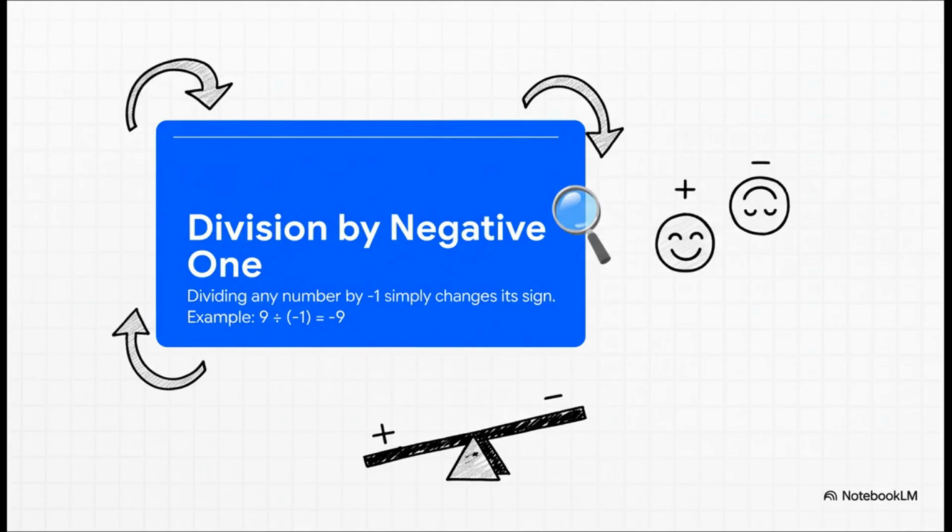All right, here's a super handy shortcut. Anytime you divide a number by -1, all you have to do is flip its sign. So positive 9 divided by -1 becomes -9. And if you had -9 divided by -1, it would just flip right back to positive 9. It's simple and it's fast.